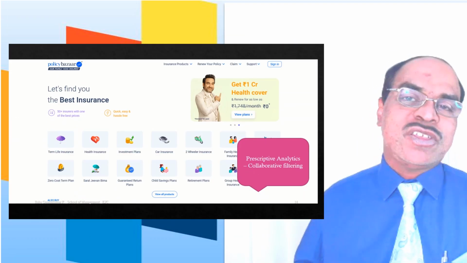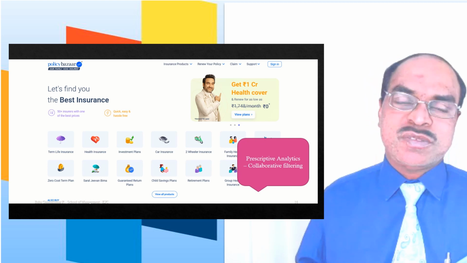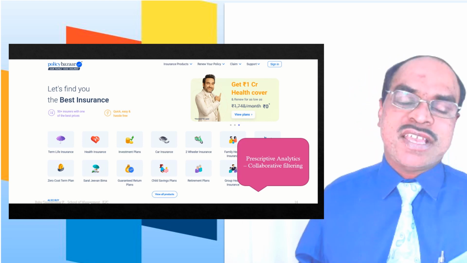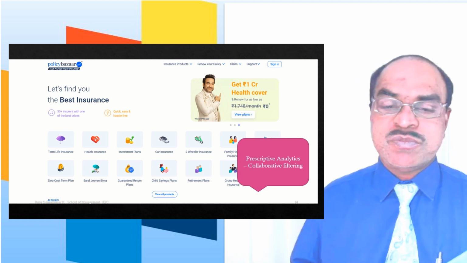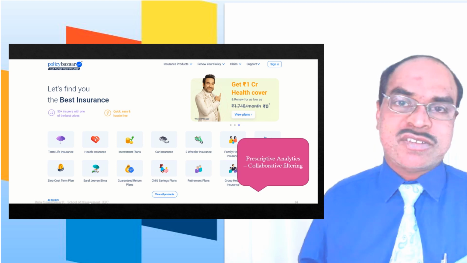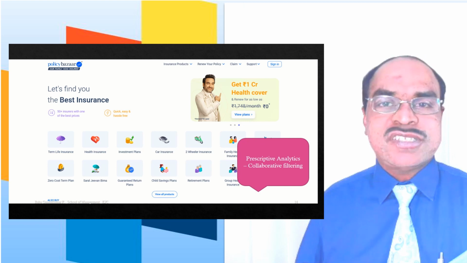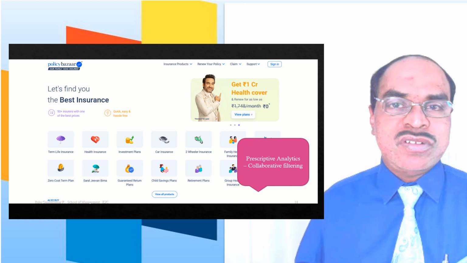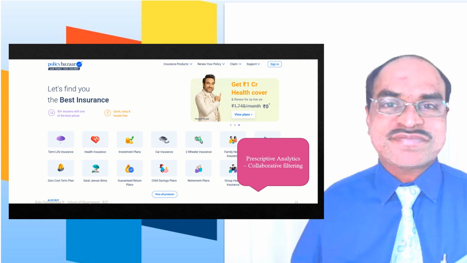Then a very interesting one, everybody knows about this, Policy Bazaar. Of course, Policy Bazaar is very famous in all the finance analytics, but they have some USP under the prescriptive analytics, especially collaborative filtering in the insurance sector. Insurance analytics is nicely done by these people. They clearly know what is the total premium payable. They are using the actuarial valuation method to find out the premium.